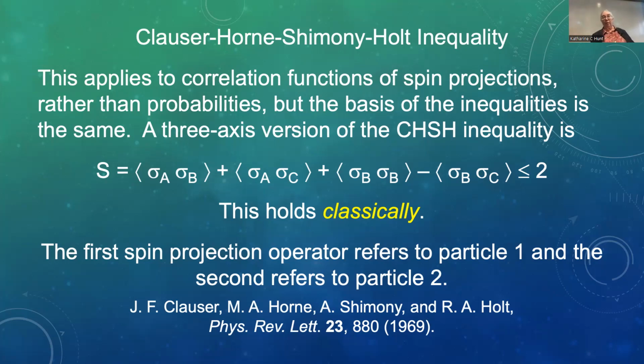So, the Clauser-Horne-Shimony-Holt inequality. This is for correlation functions of the spin projections rather than the probabilities, but really the basis of the inequalities is the same. What I worked with was a 3-axis version of the CHSH inequality. When the experiments were done, there were 4 different axes, and so we had 2 observers, each using 2 measurement axes, but none of them identical to each other. In the case that I looked at, I used 3 axes, A, B, and C. And the first sigma refers to the spin projection for qubit 1, second one for qubit 2. So the sigma B is measurements on qubit 1 and qubit 2, but both along the B direction.